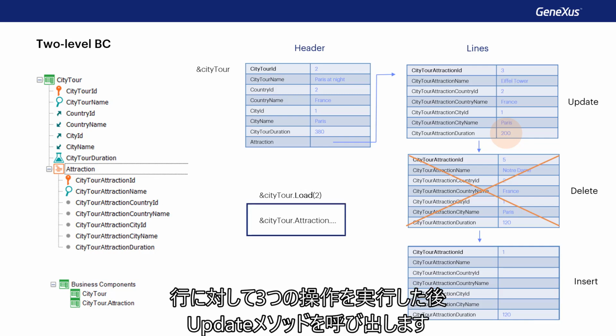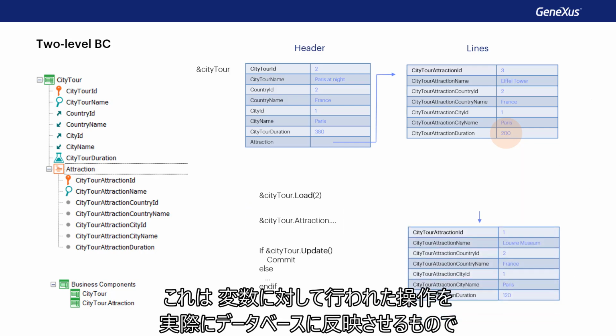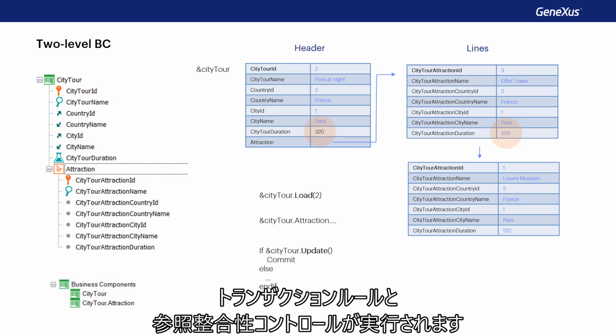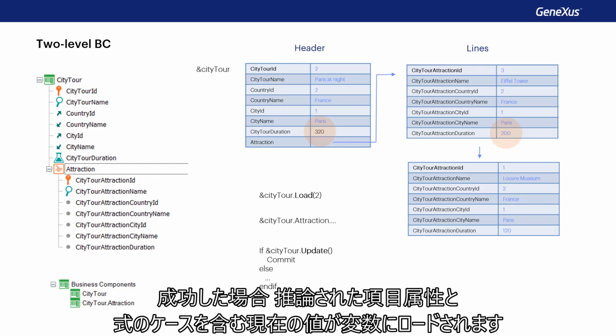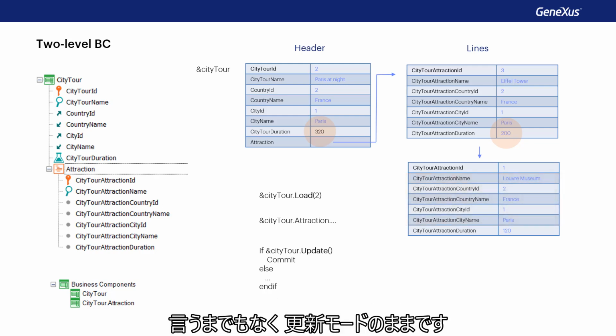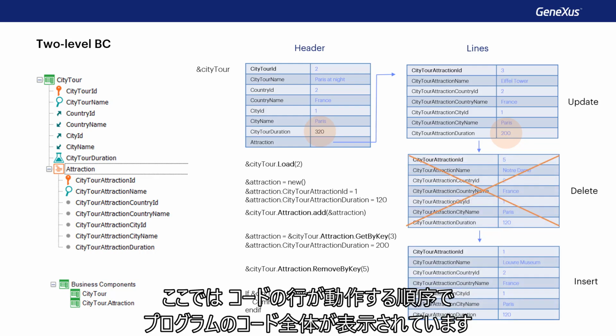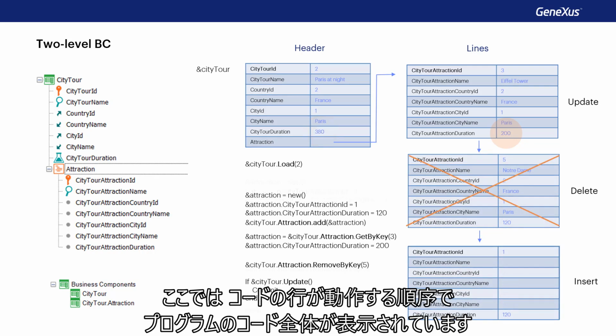After performing the 3 operations on the lines, the update method is invoked, which is the one that effectively impacts what has been done to the variable in the database, executing the transaction rules, as well as the referential integrity controls. If successful, the variable is loaded with the current values, including the case of inferred attributes and formulas. And it's left, of course, in update mode. Here we see the entire code of the program, in the order in which the lines of code operate.